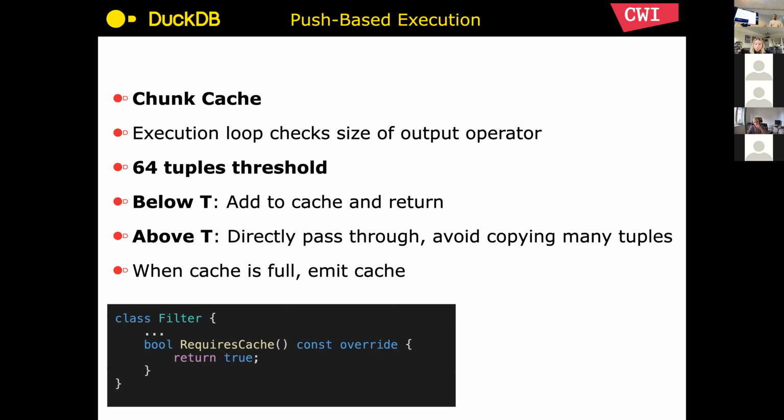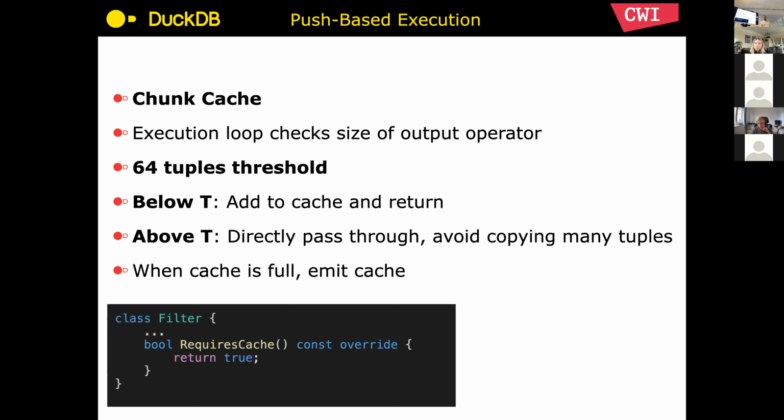And what the chunk cache does is it checks, after one of these operators, what is your output size? If it's less than some threshold, in our case 64 tuples, we just add to the cache and keep going to the next chunk. If it is above the threshold, we just directly continue. So we can avoid copying many tuples, because there is some cost to assembling these tuples somewhere. And then when the cache is full, we emit the cache.